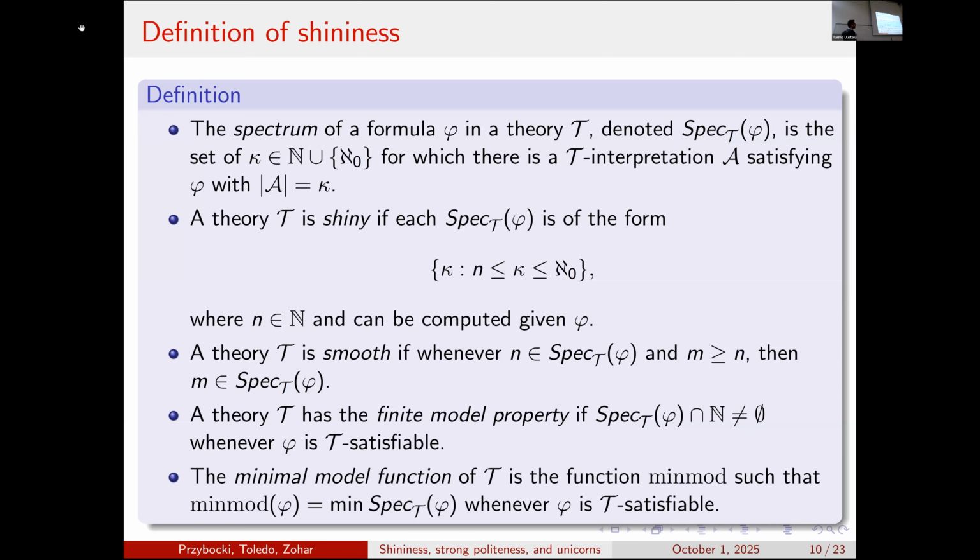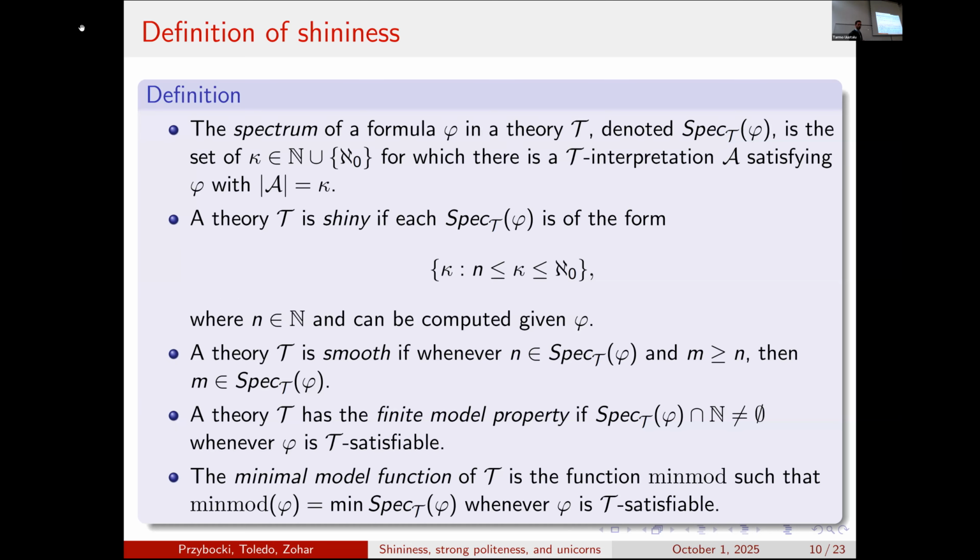And then finally, we have this condition of the computability of the minimal model function. So the minimal model function, which we denote minmod, gives you the size of the smallest model satisfying a formula phi. In other words, the minimum element of the spectrum. And we require the minimal model function to be equal to this value whenever phi is satisfiable. Importantly, we don't place any requirements on what minmod returns when phi is unsatisfiable. So minmod can return anything for unsatisfiable formulas. It's really just saying the minimum size of a model, supposing such a model were to exist.